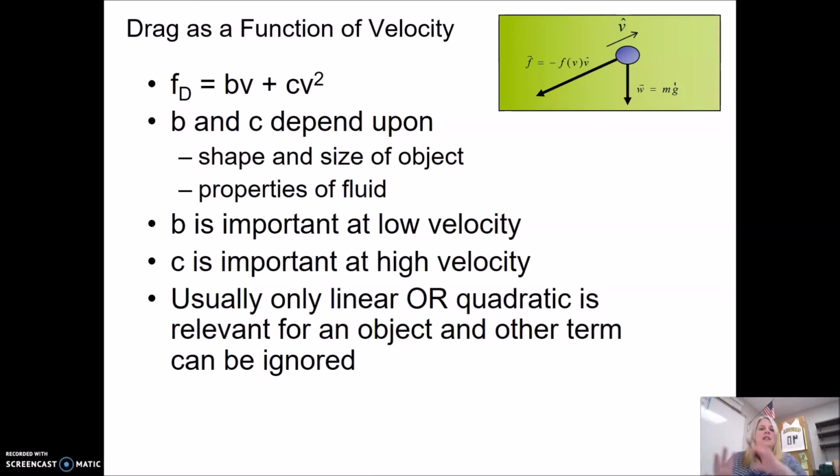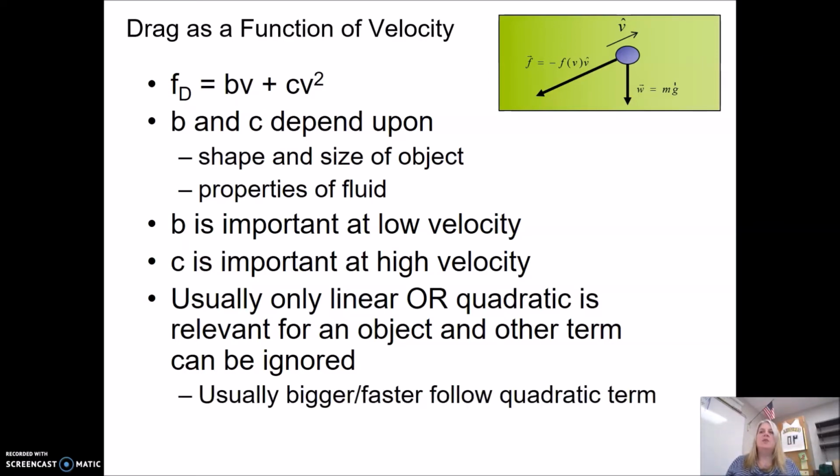But it's usually either the linear or quadratic. It's usually not BV plus CV squared. They're just in the same equation here from a talking point standpoint. But usually you have either BV or you have CV squared. Now, usually most big things, faster things, follow that quadratic term. So things that are moving fast, like a baseball or a car, follow that CV squared. Smaller things like dust particles and maybe coffee filters will follow the linear term.